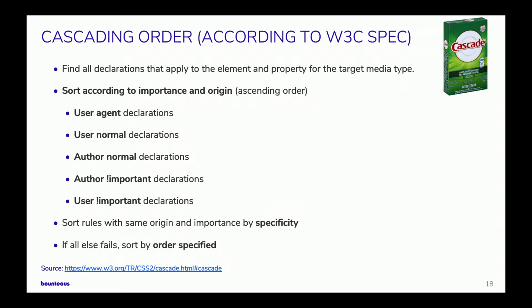So, a little wordy here, but how the cascade works is that it's going to find all declarations that apply to the element and property for the current media type, and then it's going to sort using those different origins and also importance. So there's user agent declarations, and then user normal declarations, defined by the user. Then author normal declarations, so things that you define in your code. And then you can use important to override them and say this one really has to apply.